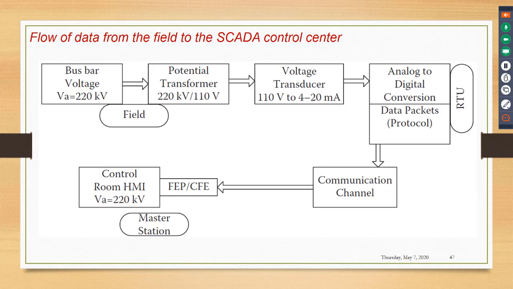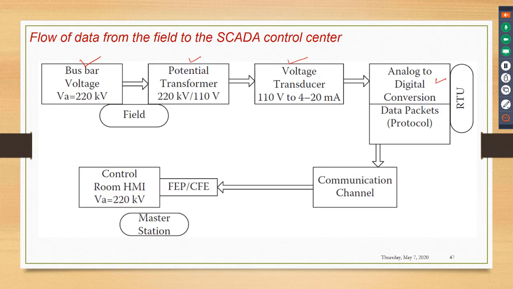So we can see here, this is your field where the bus bar voltage is, let us say 220 kV here, and it is to be fed to the RTU through the potential transformer and through the voltage transducers. Okay, so the potential transformer in fact measures the voltage phasor, and it feeds to the analog to digital converter, which is an intrinsic part of the RTU.